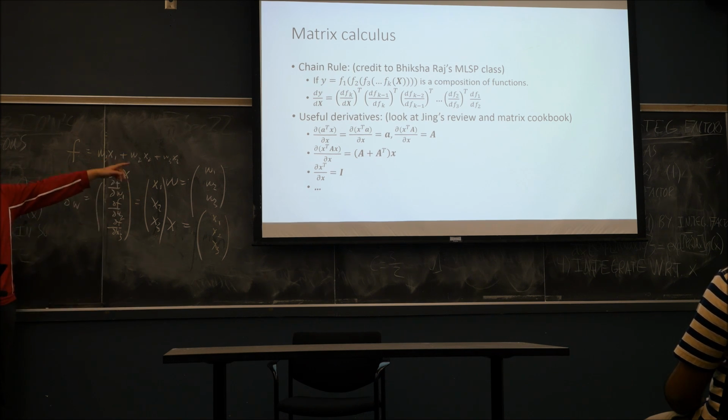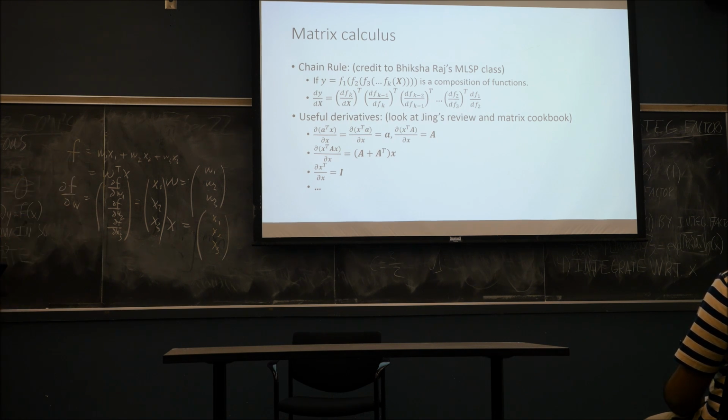The first one is very useful. The derivative of A transpose x with respect to x is equal to x transpose A with respect to x, and that is going to equal A. Here, A and x are all vectors. If I use uppercase, it's going to be a matrix. If I use lowercase, it's going to be a vector. So the second term is a vector times a matrix, and then you take the derivative, it's going to be a matrix.